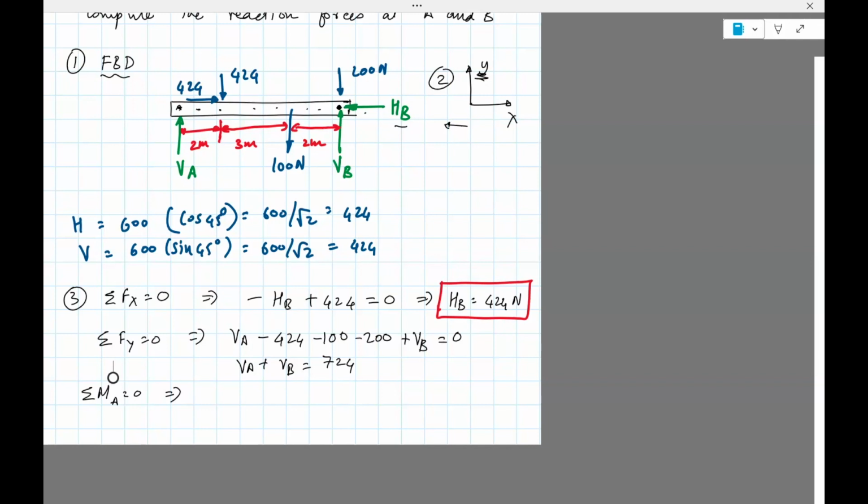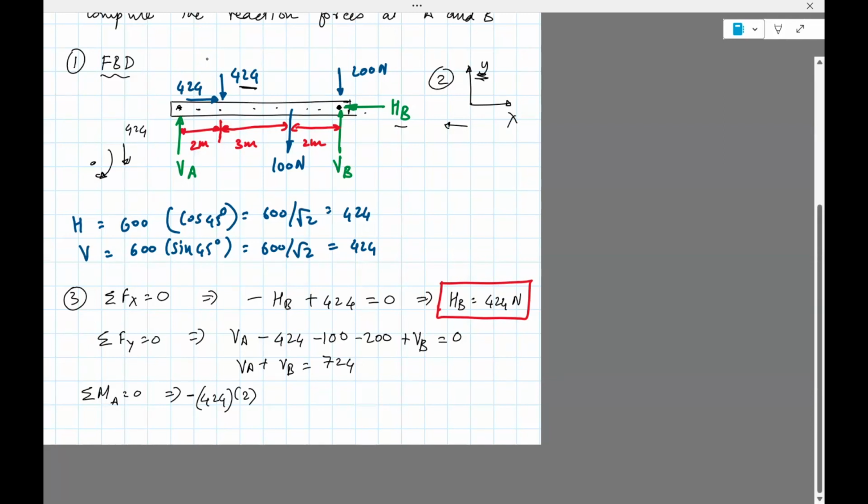So we have 424. The two 424s, one 424 acting down, and that's at a distance of 2 meters. So 424 times 2 meters, that's the magnitude, right? And then we need to figure out the direction. Now, about A, if 424 acts, it's going to induce a clockwise moment. A clockwise moment is considered negative. So it'll be negative 424 times 2.